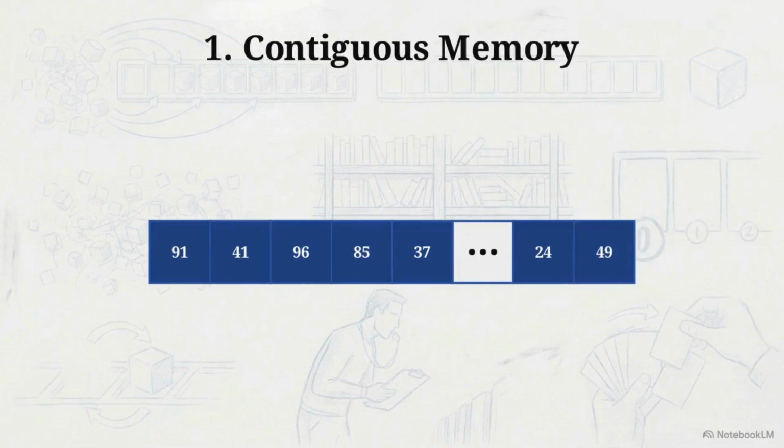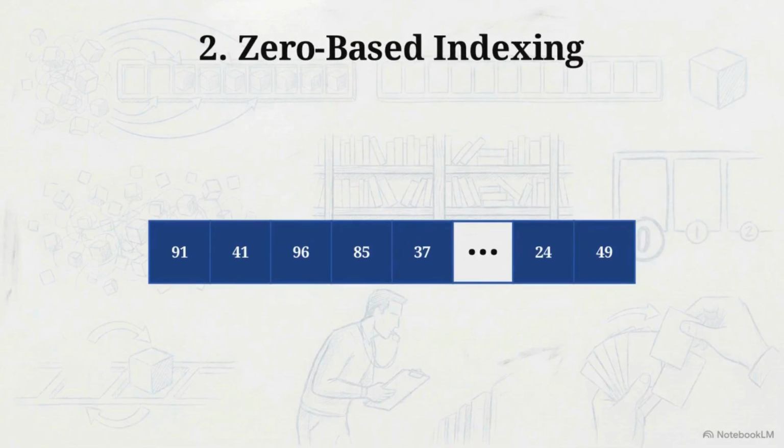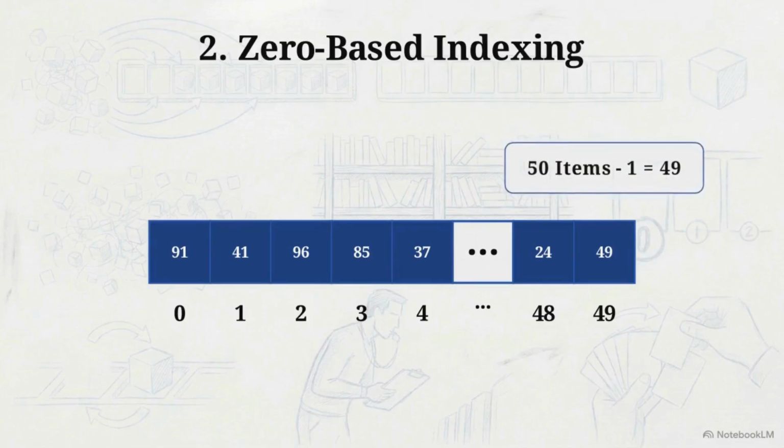The second rule is zero-based indexing. The computer assigns a numerical address to every slot, so it knows exactly where to look. But in programming, counting always begins with 0, not 1. Because of this zero-based counting, the address for the very last slot in your locker is always the total number of items minus 1. So in our array of 50 scores, the final item sits at index 49.